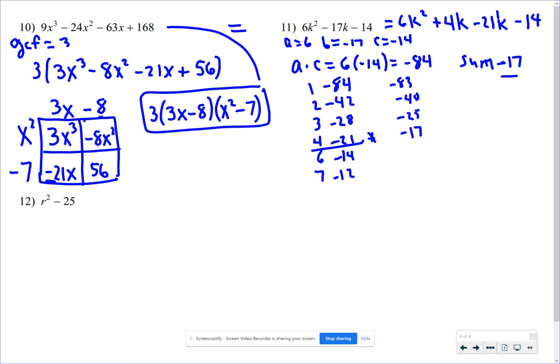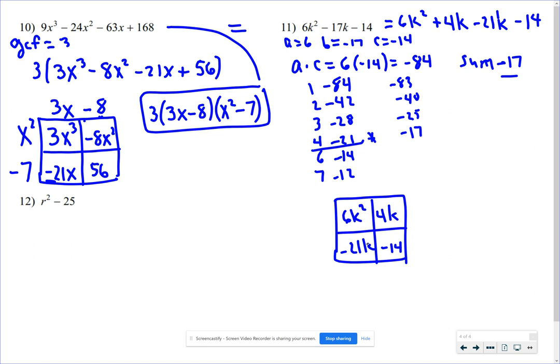I'm going to go ahead and draw the box for this. You're going to have 6k squared, 4k, negative 21k. It's a good thing I'm almost done because my pen doesn't want to cooperate here. Go ahead and finish it out. Should be a 4k. And in the last square, we put our constant term, which is our negative 14.